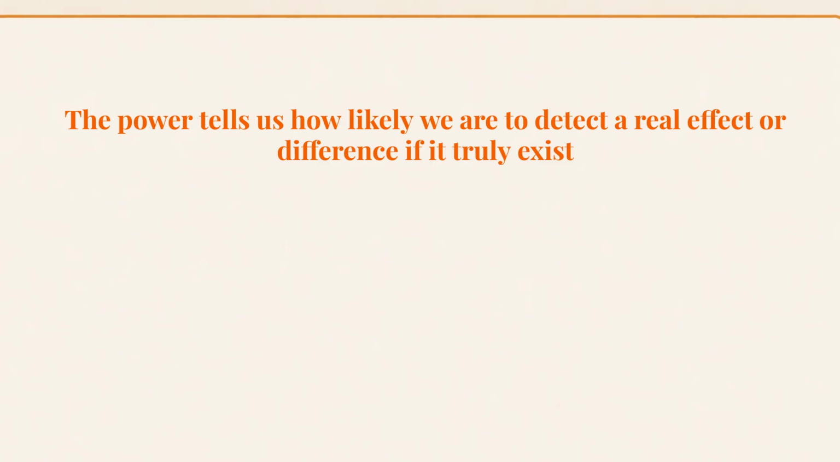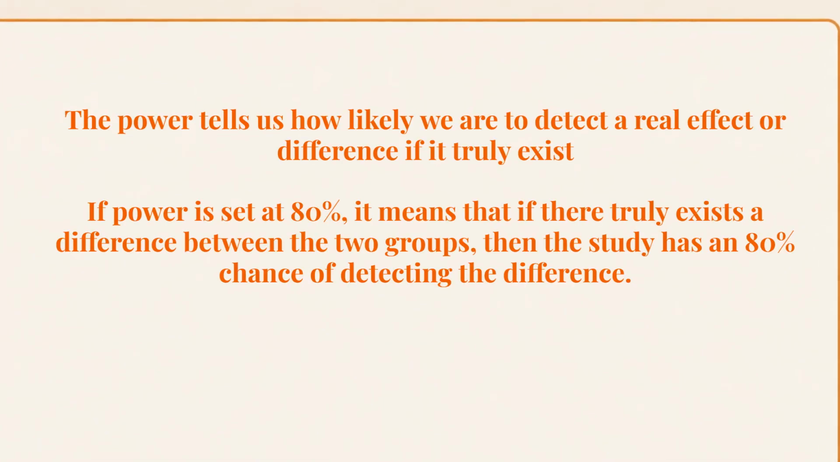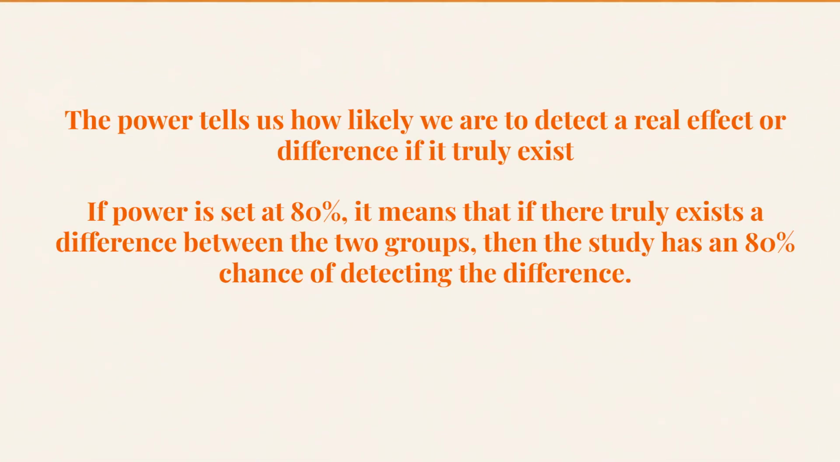Now, what the power does is that it tells us how likely we are to detect a real effect or a difference in a study if it truly exists. If your power is set at 80%, it means that if truly a difference exists between the two groups, your study has an 80% chance of detecting that difference.